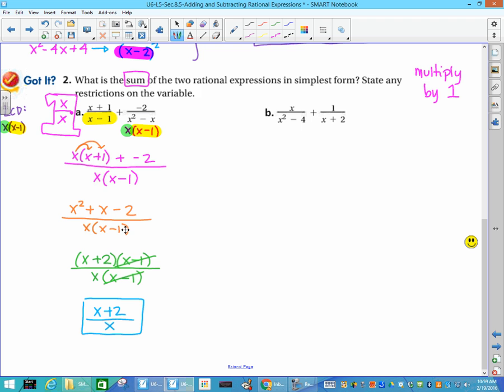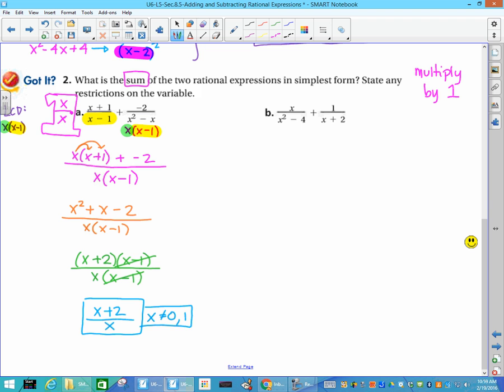And I have to state the restrictions on my variables, so I look back at my least common denominator. That's the easiest place to look, because those are the items that can make it 0, you have to figure out what makes those things 0. So x cannot be 0, and x cannot be 1. So we're good on that one.